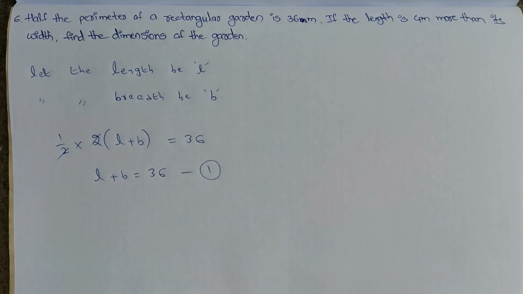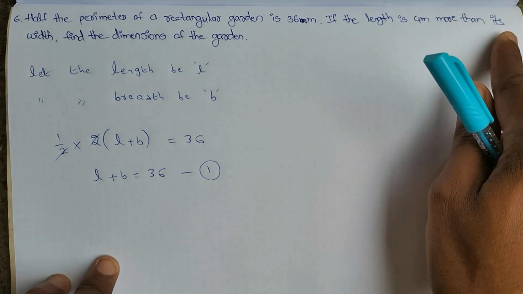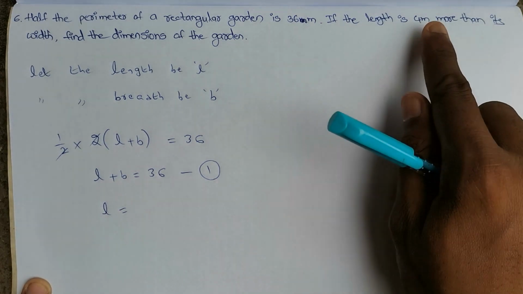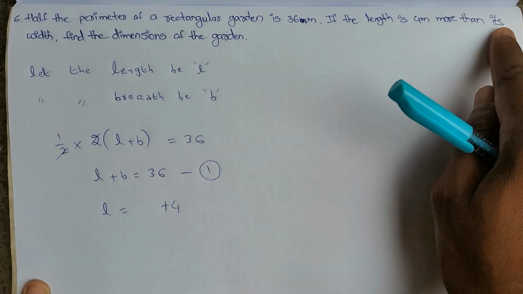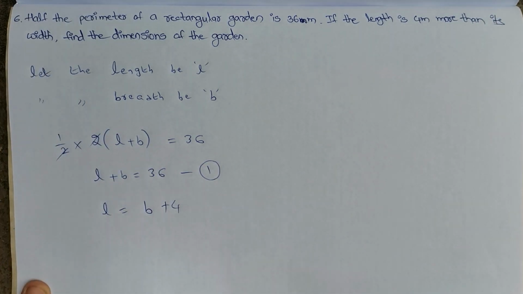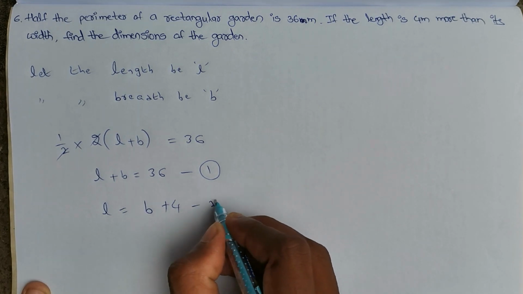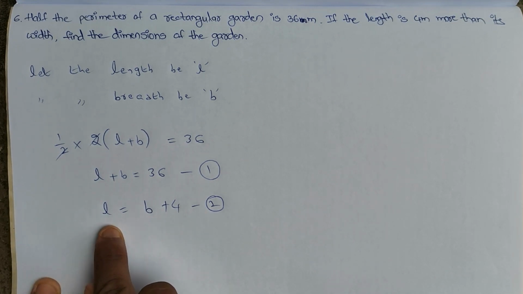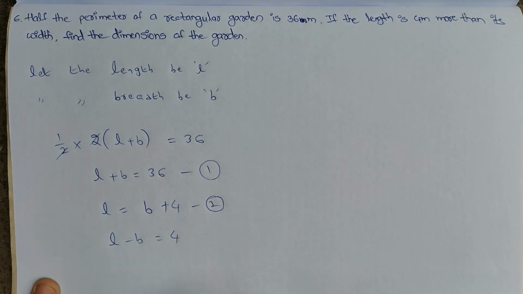This is equation 1. Next, if the length is 4 meters more than its width, length is equal to B plus 4. Length is 4 meters more than the breadth. 2 equations we got. Now for the second equation, I will take this B to the left side. So we get L minus B is equal to 4. Now this equation and this equation I will solve.